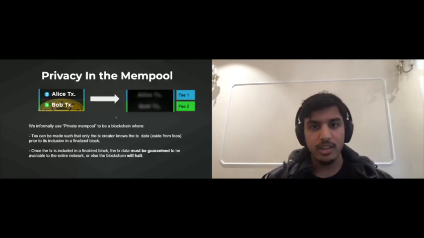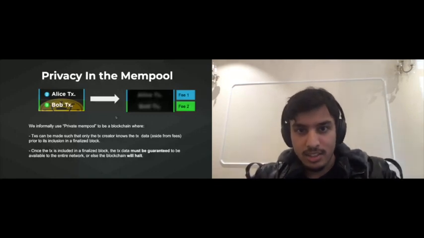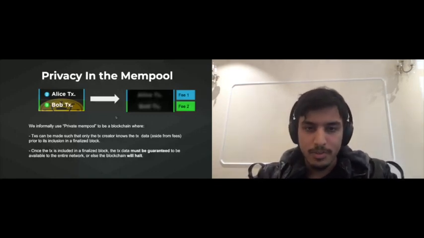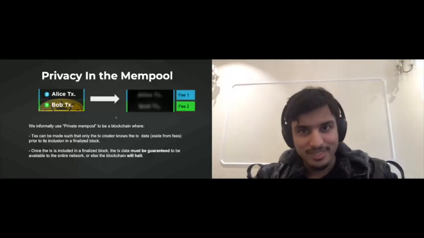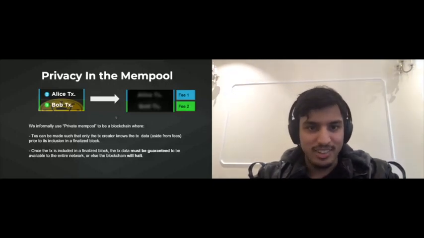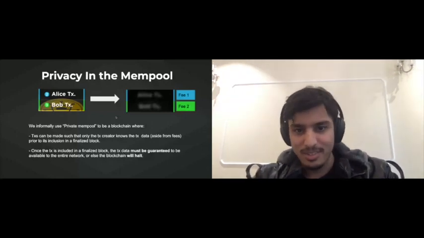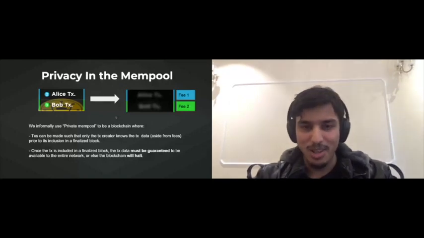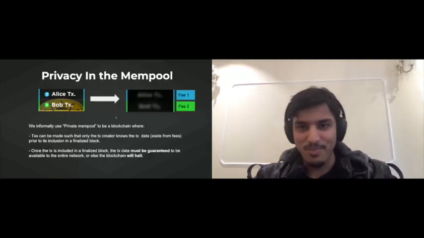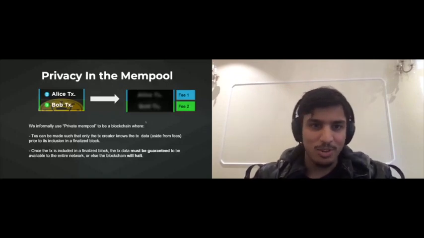And once it's in a finalized block, there must be a guarantee that the transaction data will be decrypted. And if it's not decrypted, then the blockchain will literally halt. This is important to stop the miner from withholding a decryption, for instance. I'm also going to be using miner and validator interchangeably, along with block proposer. It's all the same for this talk. But threshold decryption is really only going to make sense in the proof of stake setting.